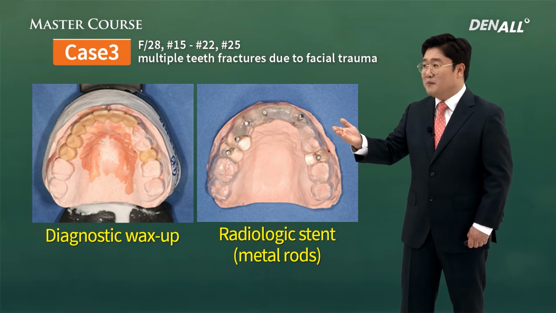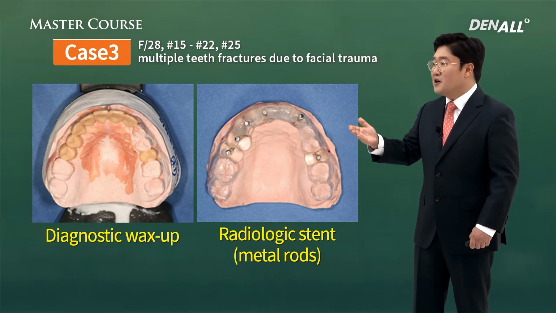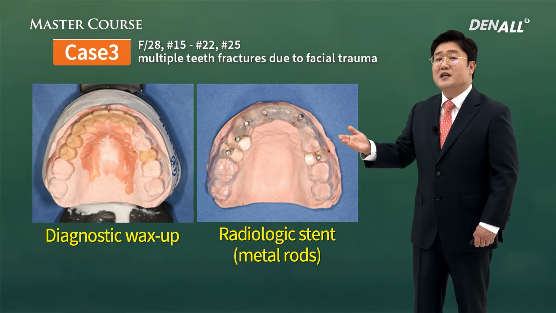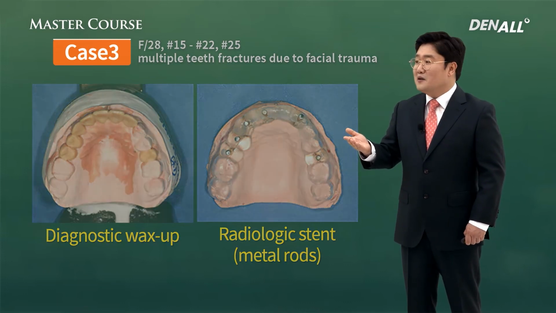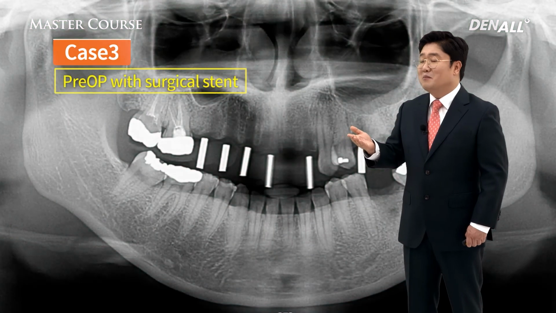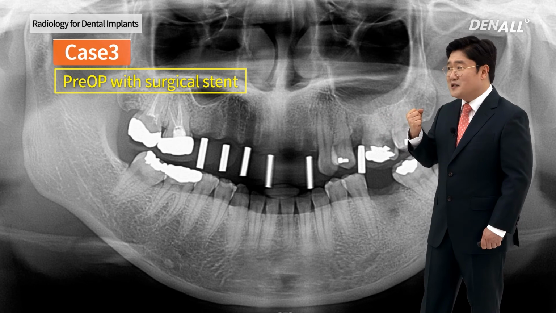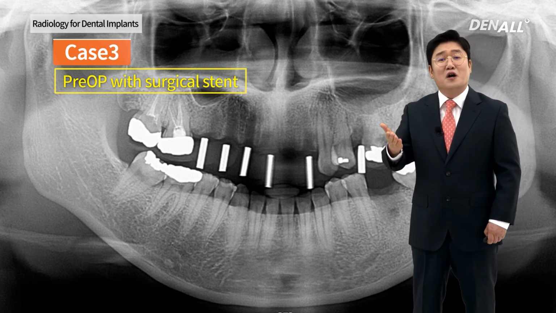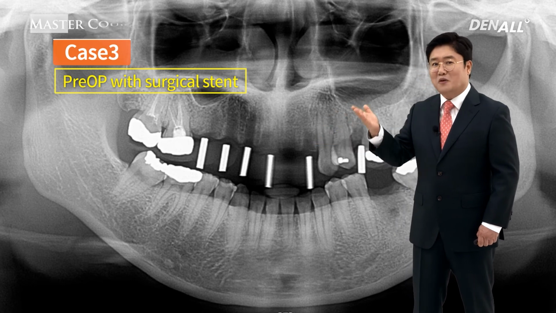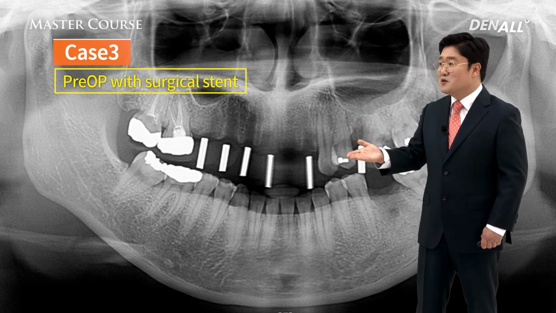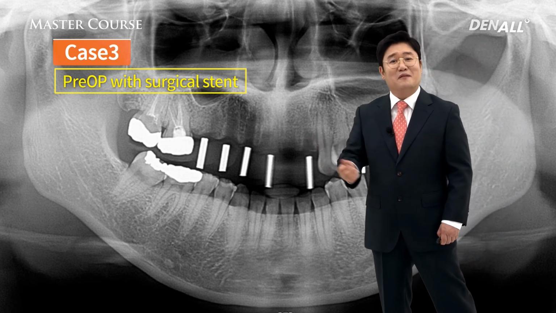We insert metal rods. 1, 2, 3, 4, 5, 6. Six rods are seen here. At these positions, implants will be placed. After that, the radiologic template or stent or guide is removed, and it is delivered to the patient's mouth, and a panorama is taken. You can see metal rods. Implants will be placed in those locations.